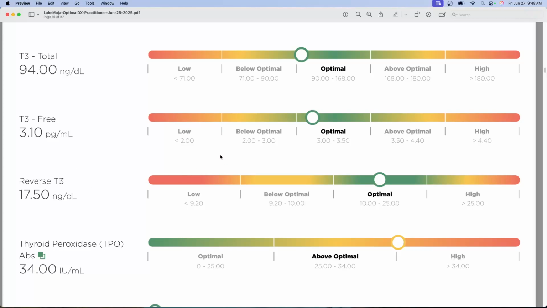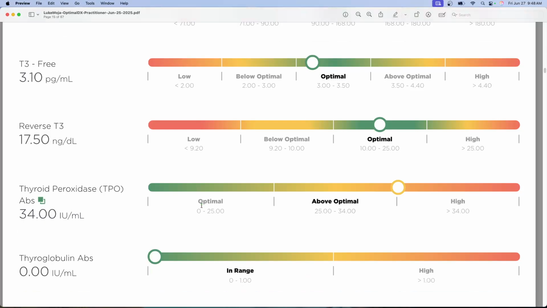That's typically because of some kind of stress. So if you see high cortisol levels, some type of infection, something that's causing stress on your body, that reverse T3 will often shoot up high. You can see mine's right there in the optimal range, so that's good. I was a little concerned that number would be high based on some of the things I was feeling and some of the things I had going on, but it's good to see that number right there in the middle of the optimal range.